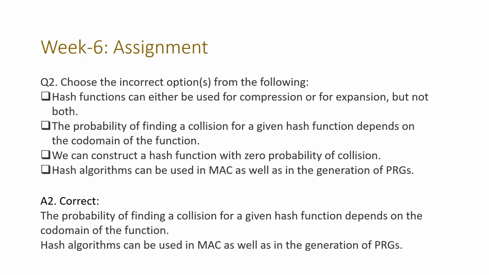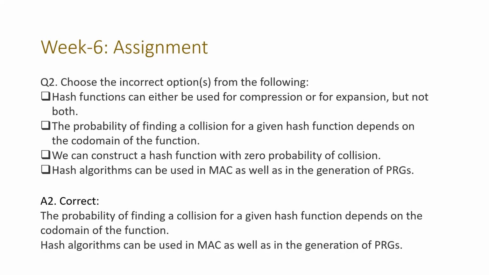So that's why we always require that the codomain of the hash function should be large enough, so that doing n plus one input queries to the hash function does not leak a collision. It must be computationally infeasible to perform n plus one queries. So n should be large enough. Yes, the probability of finding a collision for a given hash function depends on the codomain of the function.